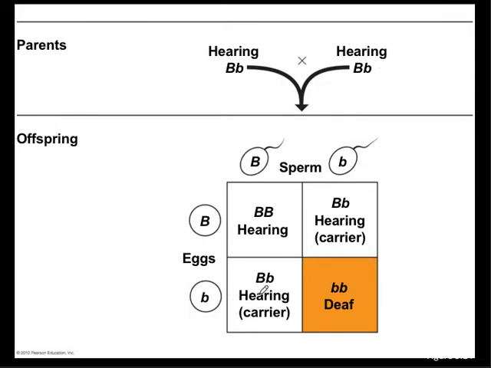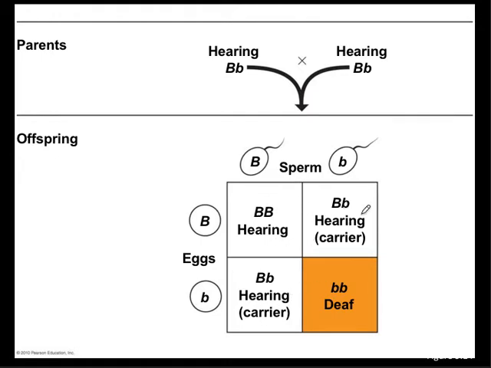If I was to cross them over and combine them, so this sperm fertilizes this egg, I'd end up with a 25% chance of having a homozygous dominant child for hearing. So this child can hear and does not carry the deafness allele. So this is the ideal outcome.